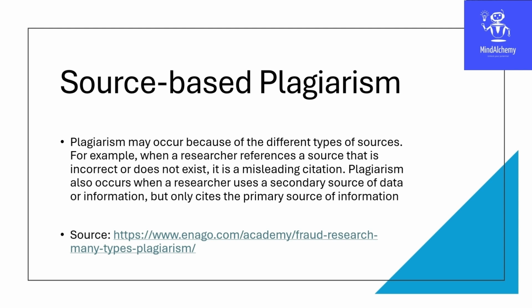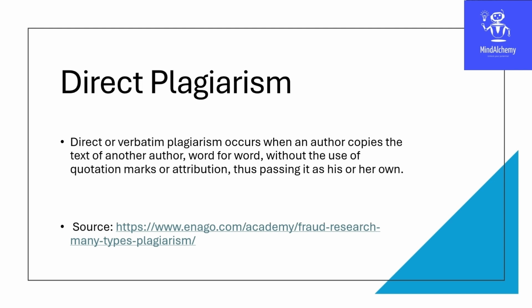So in this way, source-based plagiarism again creates confusion in the mind of the reader. Third is direct plagiarism. Direct plagiarism is verbatim plagiarism, right? It occurs when an author copies the text of another author. That means you are entirely copying and pasting it word for word, and you do not use any quotation marks for that, nor do you refer to it, and you try to pass it off as your own work.